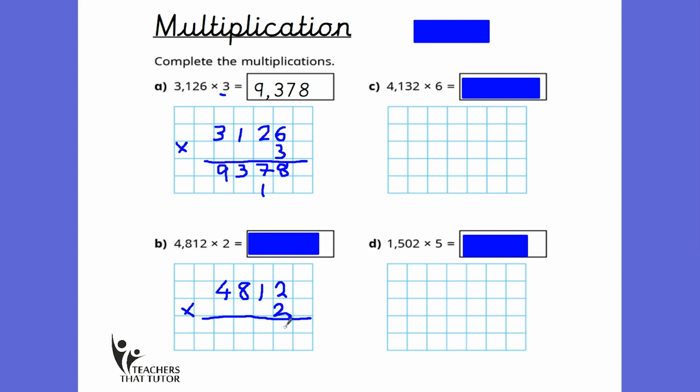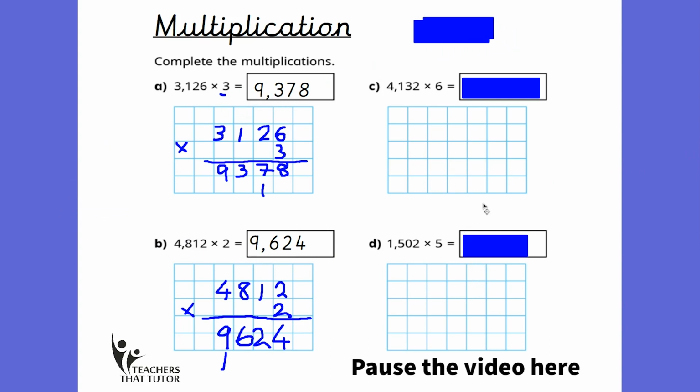2 times 2 is 4. 10 times 2, or 1 times 2, is 20. 800 times 2, 2 8s are 16. So that's 600, and we carry the thousands to the thousands column. And we've got 4,000 times 2, so 2 times 4 is 8. Plus, don't forget this one down here is going to be 9. Okay? 9,624.